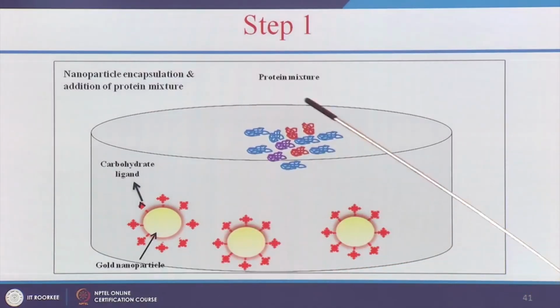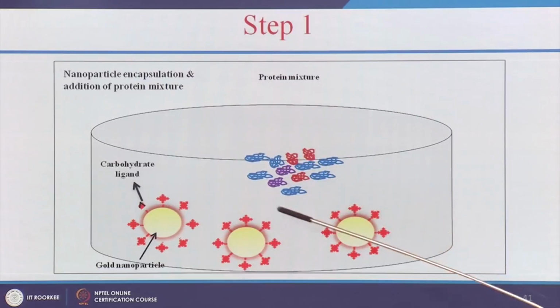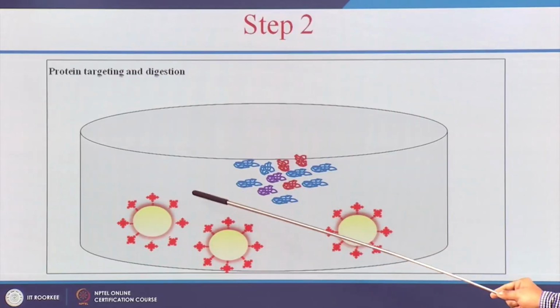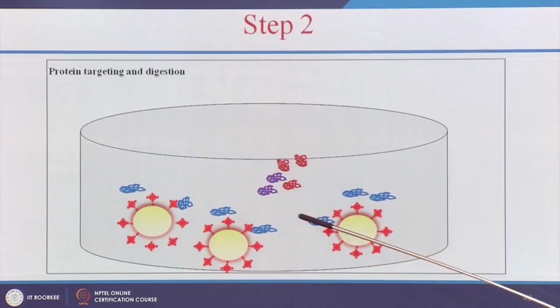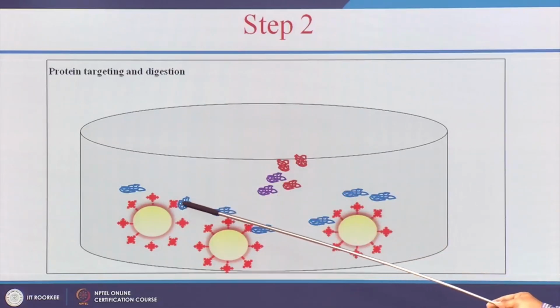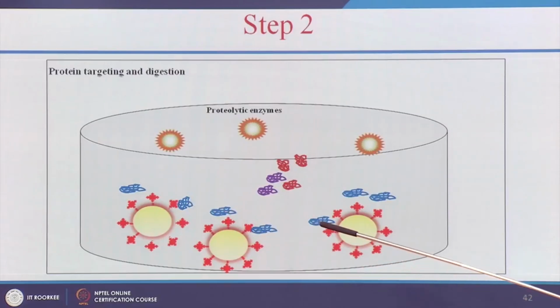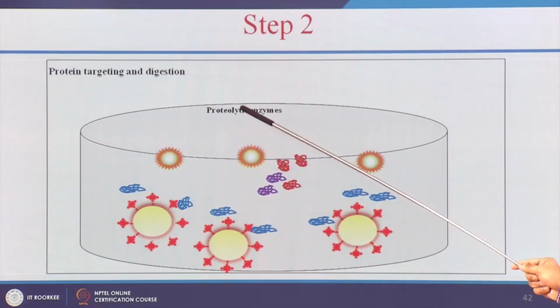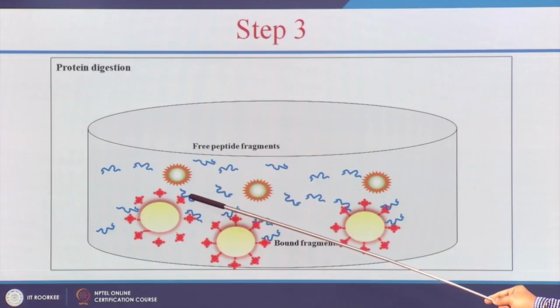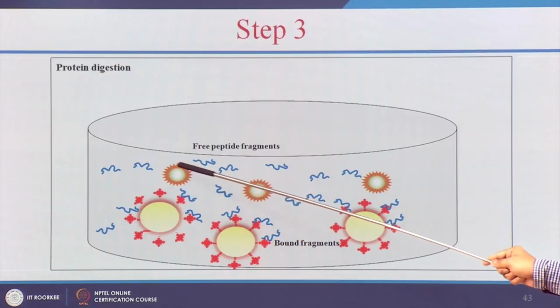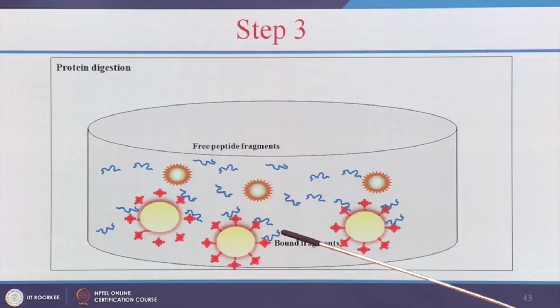So when you add the protein mixture and you want to understand out of this which protein is having affinity for binding to this carbohydrate. So you can see here out of these proteins, blue, red and purple, this blue color protein is having affinity for your carbohydrate ligand. So once it binds to this, we can add the proteolytic enzymes, so that will degrade all the proteins. Okay. So the proteins which are bound to this carbohydrate are safe, other than that all other unbound peptides will be degraded using these protease enzymes.